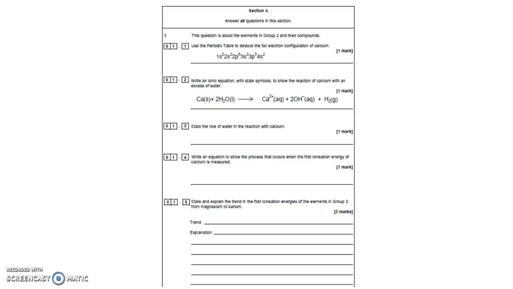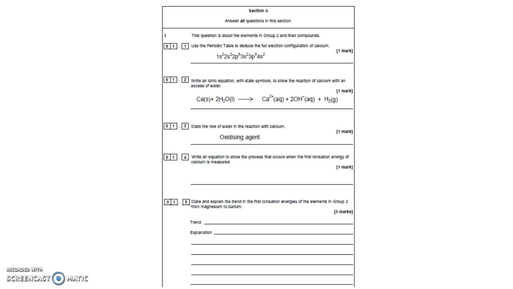An ionic equation with state symbols to show the reaction of calcium with an excess of water. So it's going to make hydrogen, as metals do with water. Calcium is a solid, water's a liquid, you'll need 2 waters to balance it, and calcium ions are Ca2+, aqueous, they dissolve as ions do in water. 2+ because they lose 2 electrons, you make 2 OH-, aqueous hydroxide ions. Hydrogen is H2 and it's a gas.